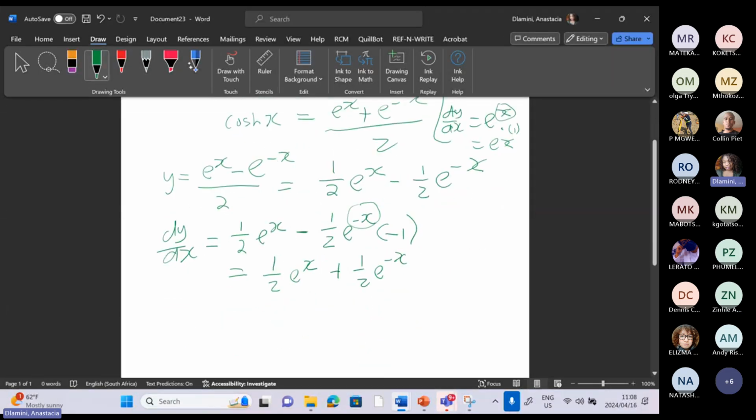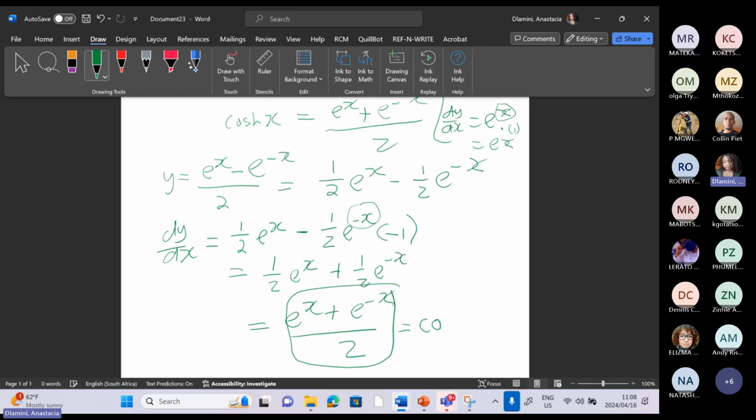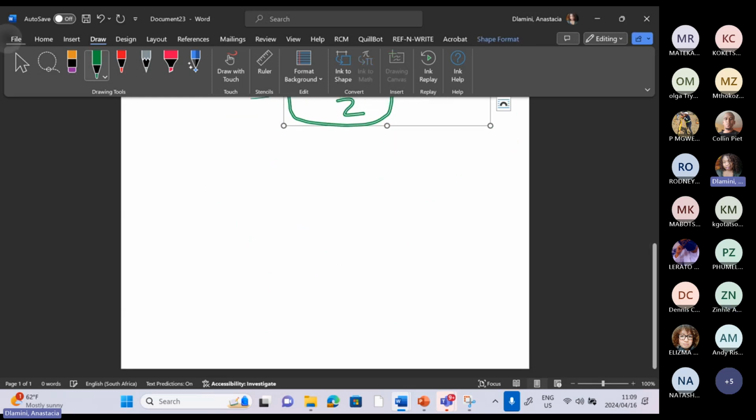Now, if we write this properly, e to the power of x plus e to the power of minus x over 2, you'll notice that this is actually the hyperbolic cosine of x, cosh of x. Do you see how we derive them, guys? Yes, ma'am. Thank you.